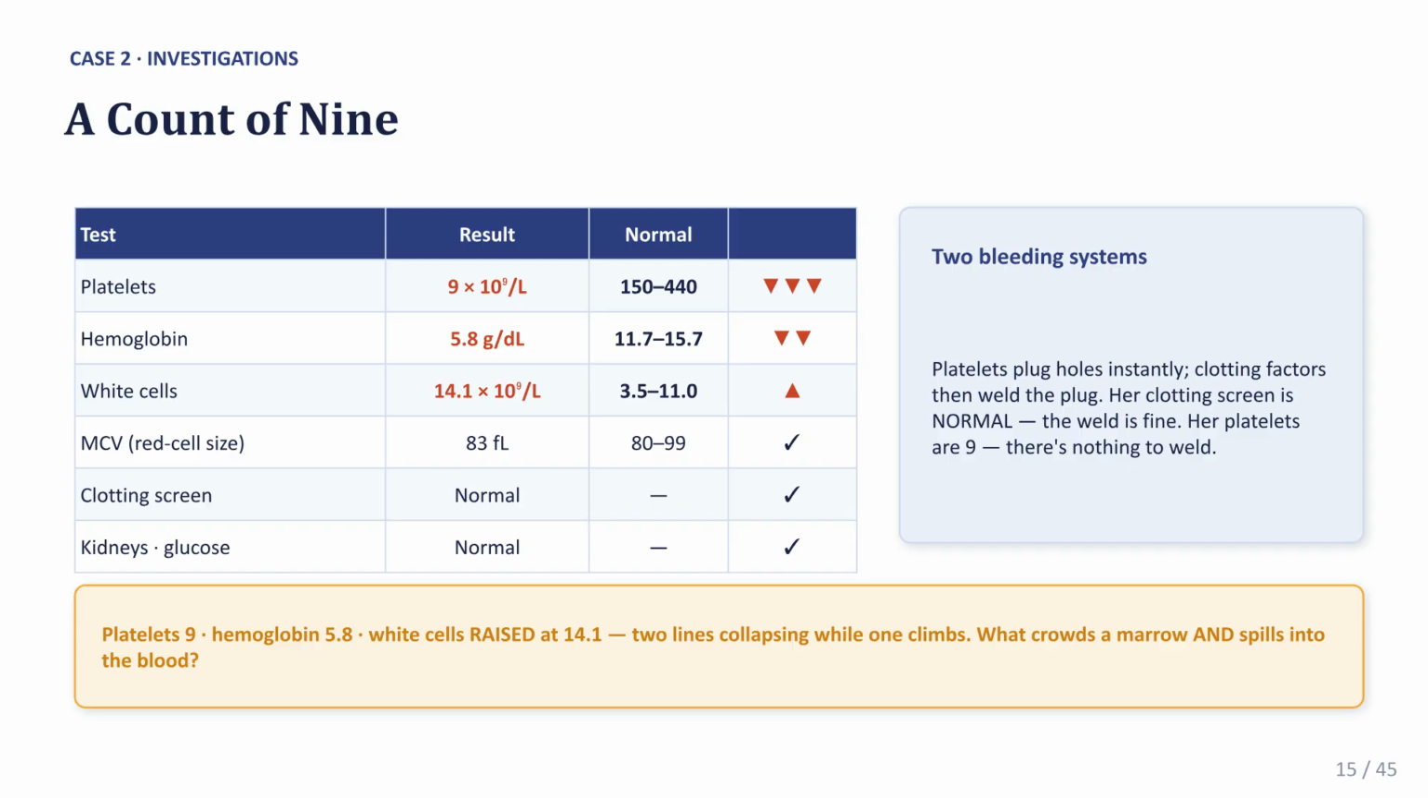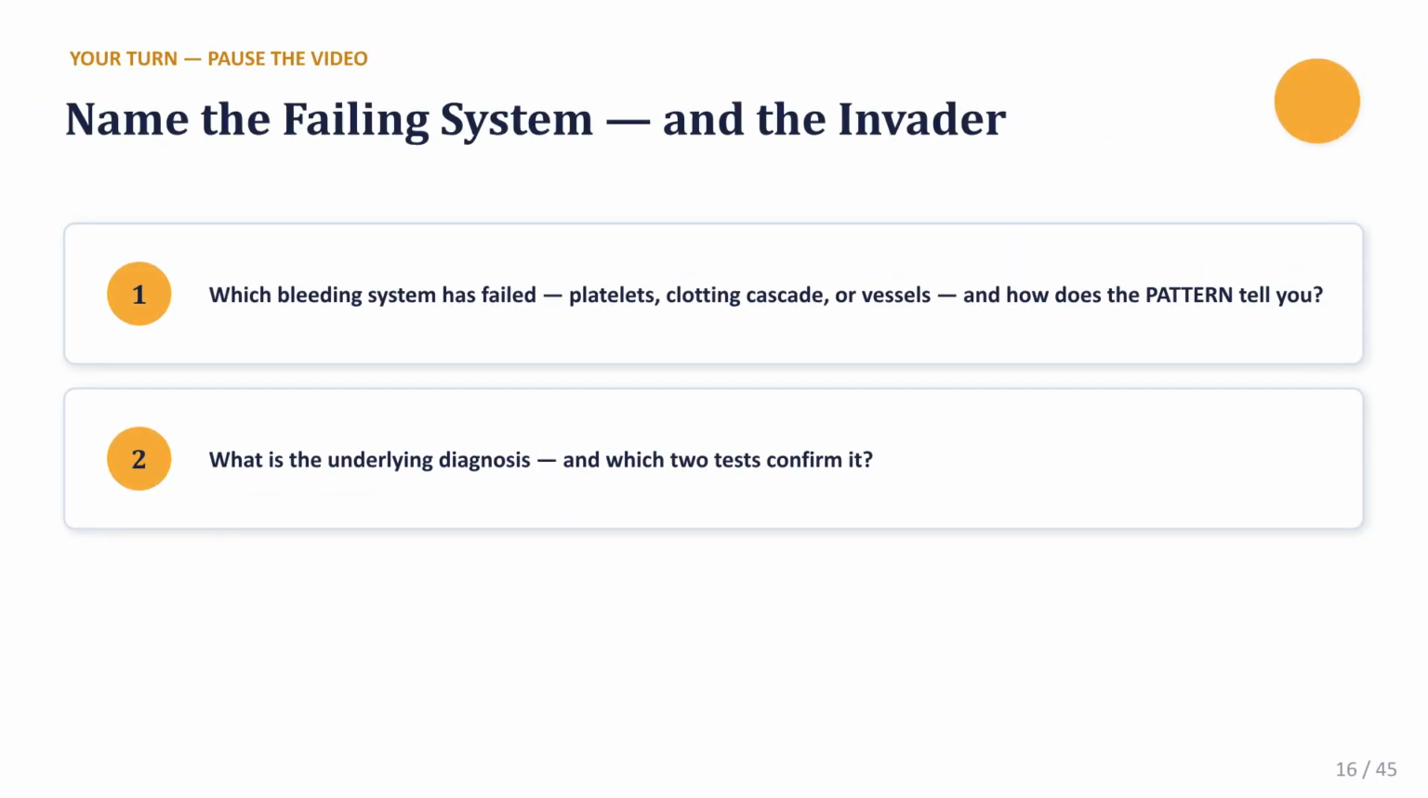Her blood work is concerning: severe thrombocytopenia and anemia, with an elevated white cell count. The clotting screen is normal, confirming that the issue is the number of platelets, not their function. We are seeing 2 cell lines failing, while one rises. What could possibly cause this pattern? Let's analyze the potential for marrow failure or infiltration. Pause the video. Consider the failed system: platelets, clotting cascade, or vessels.